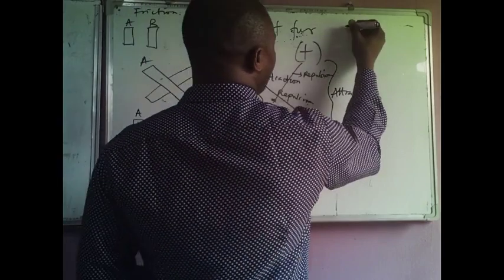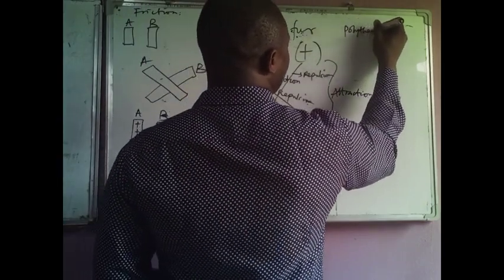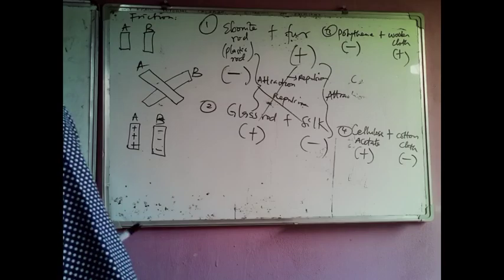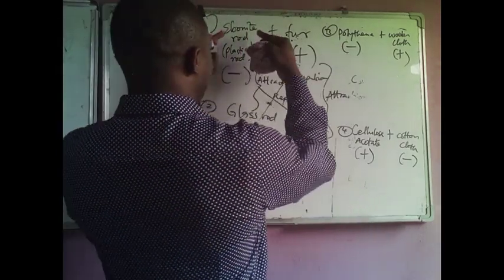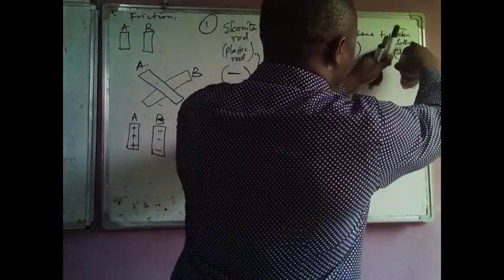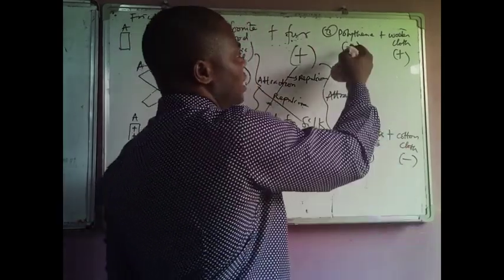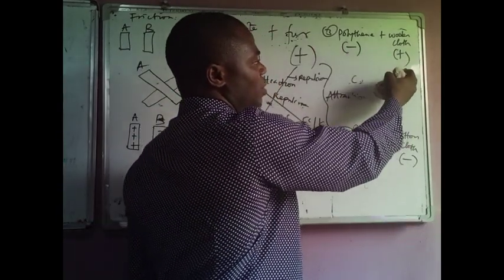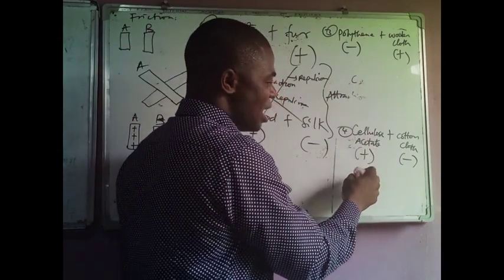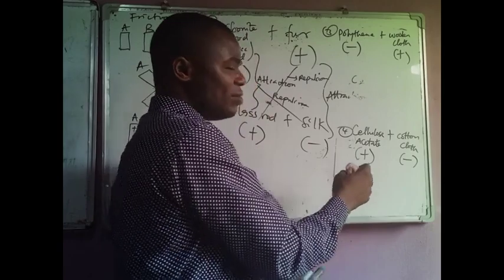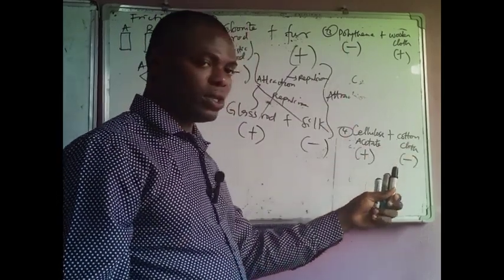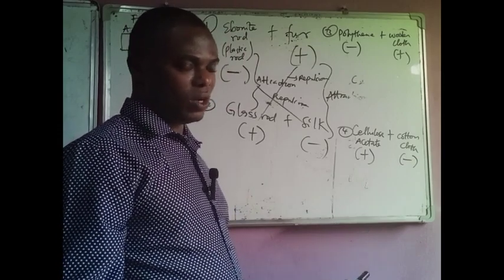Remember, we still have other examples of charging by friction, like ebonite plus fur, glass rod plus silk. We have polythene and woollen cloth, of which polythene becomes negatively charged as woollen cloth becomes what? Positively charged. And lastly we have cellulose acetate and cotton cloth. Here, cellulose acetate ends up losing electrons, making it positively charged, as cotton cloth accepts the electrons, making it what?